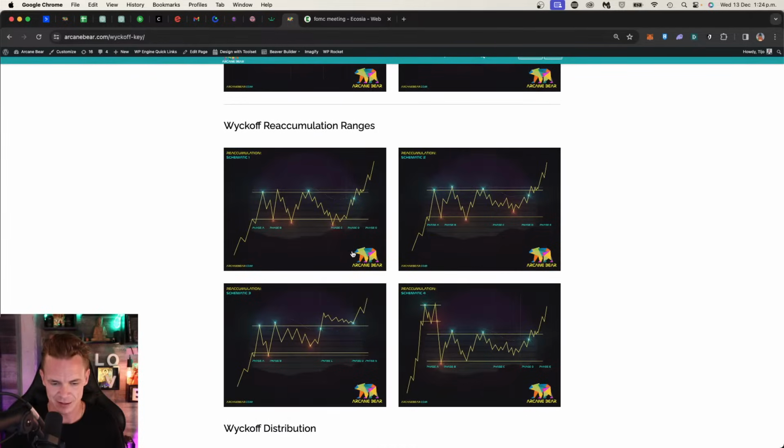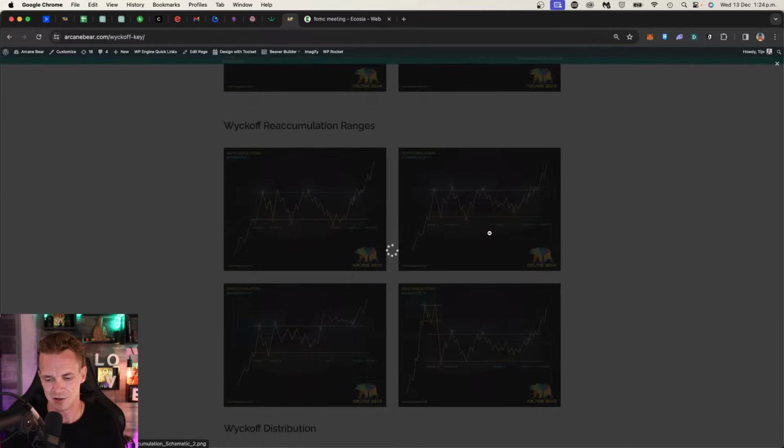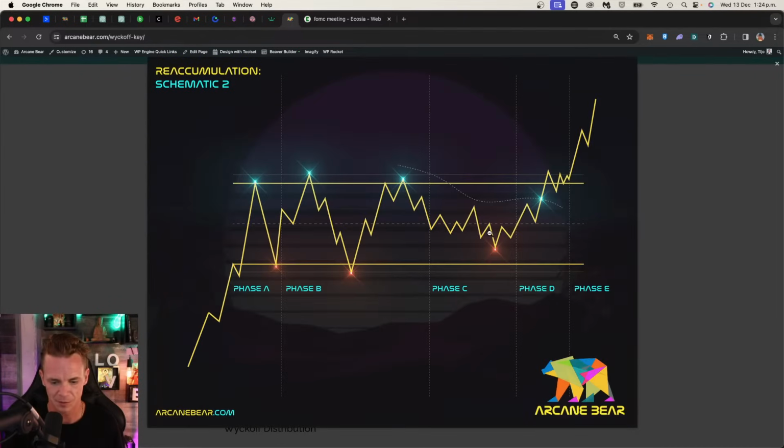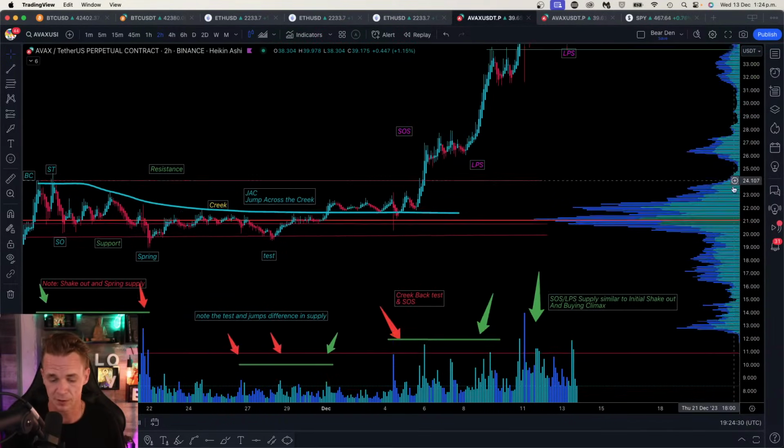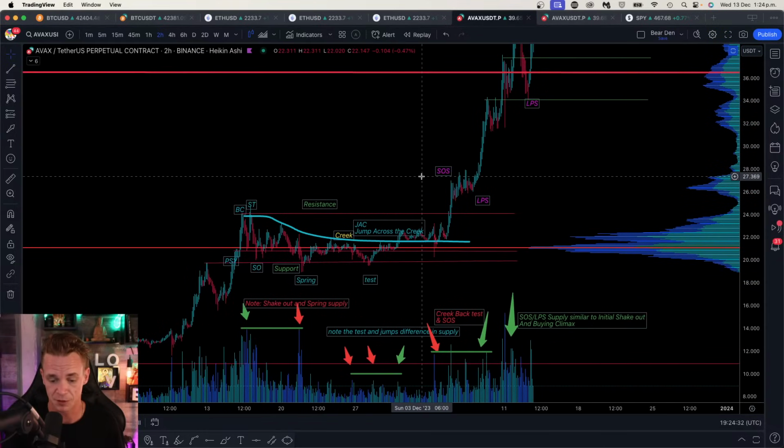Spring is a little bit off. Let's see, is there a better one? Yeah, this would maybe be a little bit of a better look. You call it the spring, the support, the test. But again, it was a little bit different. We had a deeper spring here, a test that was slightly higher, the jump across the creek, and the backtest of the creek moving into significantly higher territory. So this is a very confident trade and did well for everyone in the private group. There's going to be a bunch more of these.